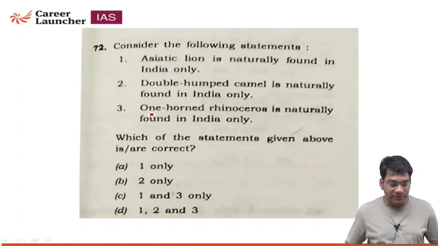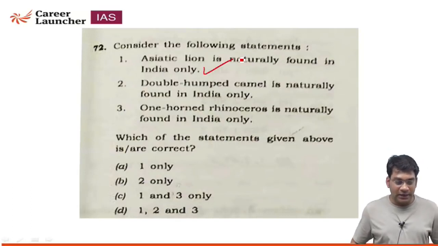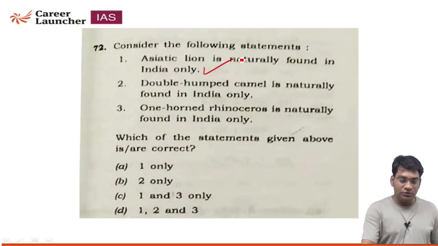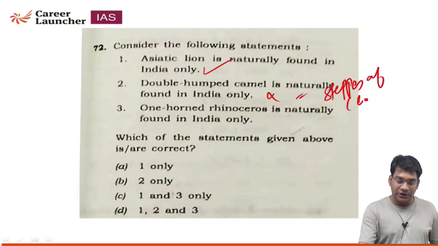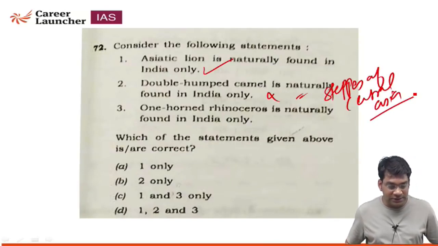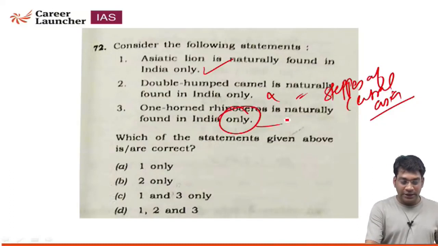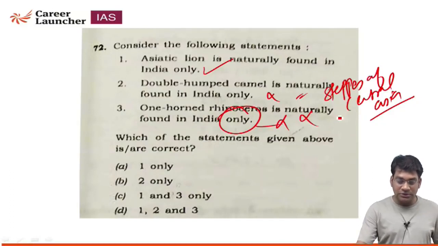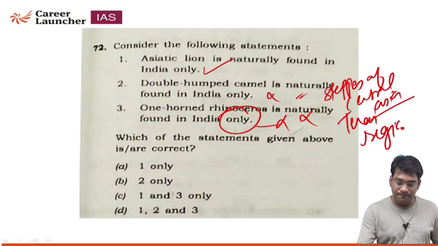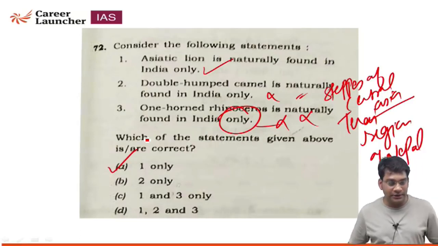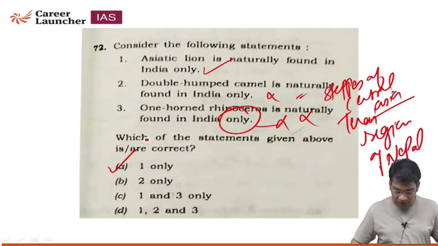72. Consider the following statements. Asiatic lion is naturally found in India only. Correct statement. And double humped camel is naturally found in India only. No. Basically it is found in steppes of Central Asia also. So it's not a correct answer. One horned rhinoceros is naturally found in India only. Again it's not a correct answer, because one horned rhinoceros is also found in Terai region of Nepal. So only statement A is correct. The correct answer is only 1.